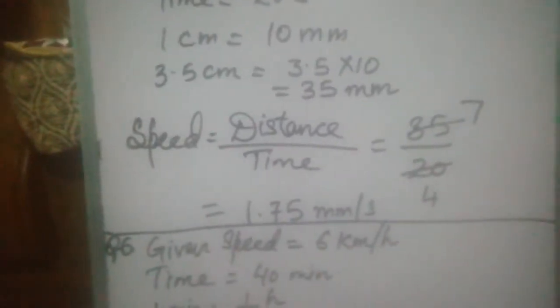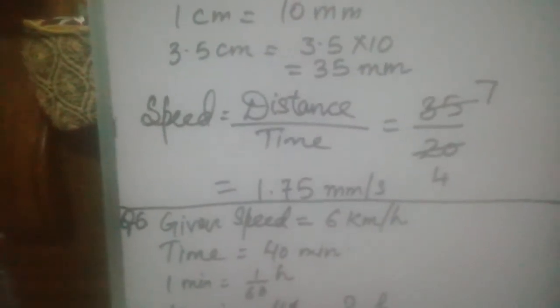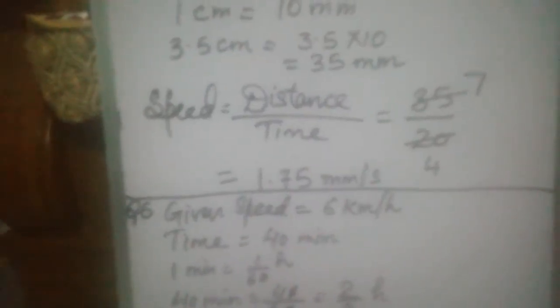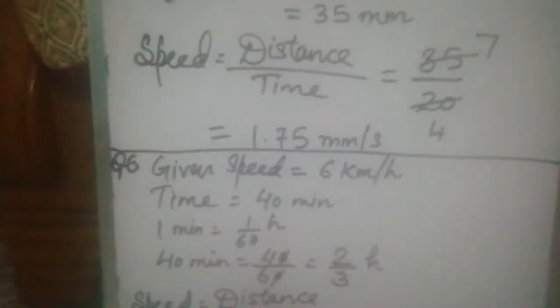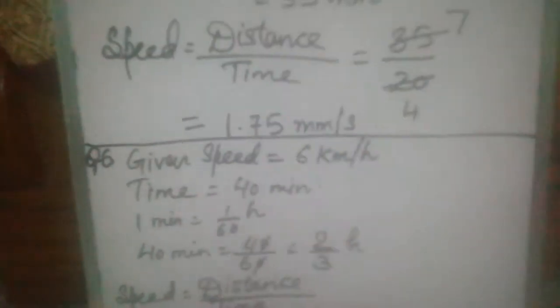Okay, now question number 6, children. Calculate the total distance travelled by a person in 40 minutes. Given time is 40 minutes, when his uniform speed is 6 km per hour. You have to find out the distance covered.